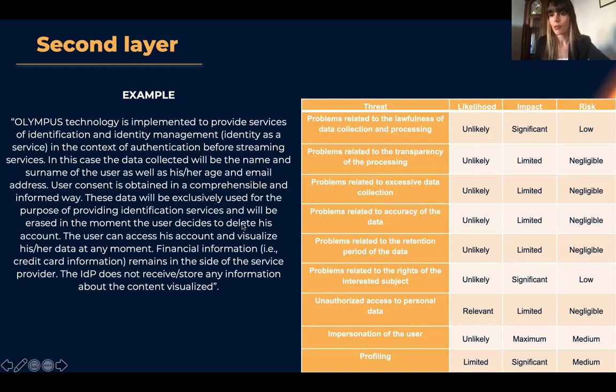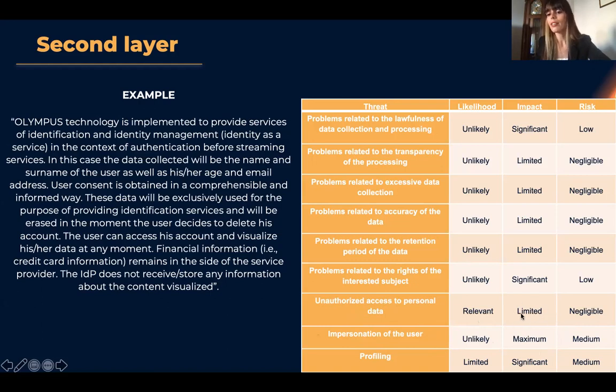And then I say that Olympus will just process the name, age, and email of the users. The financial information such as credit cards or, for example, the content visualized remains on the side of the service provider. So the conclusion is that Olympus introduced an improvement in this case, because the main problem is the impersonation of the user: by impersonating the user, the attacker could access the credit card information or the content visualized. So if we compare it with existing technologies, it reduced the risk of impersonation, which is the real risk in this case, since unauthorized access to personal data is not a relevant risk.